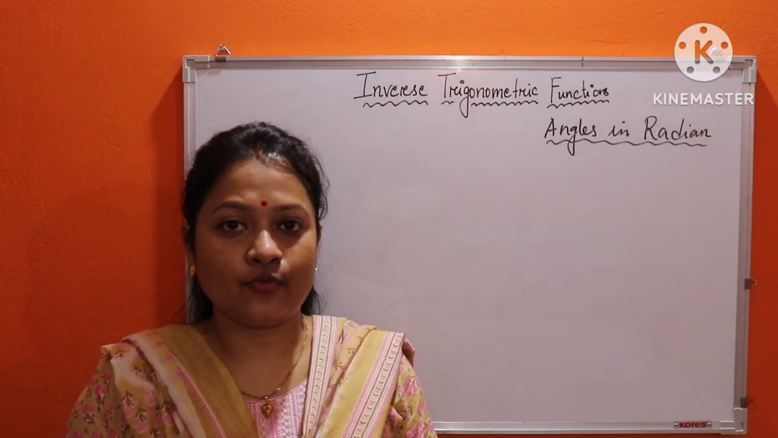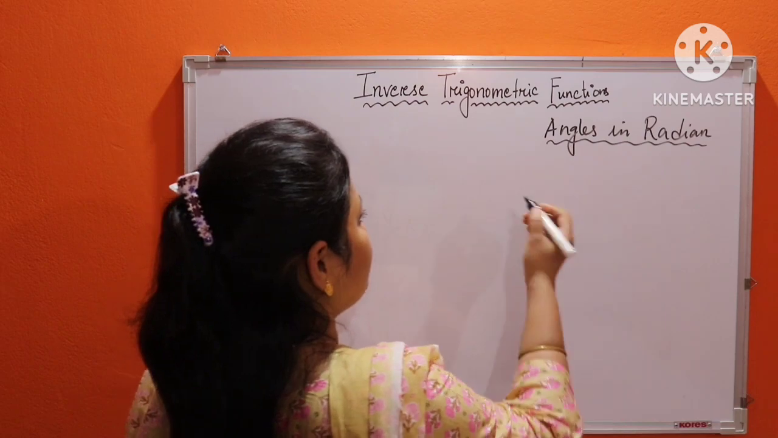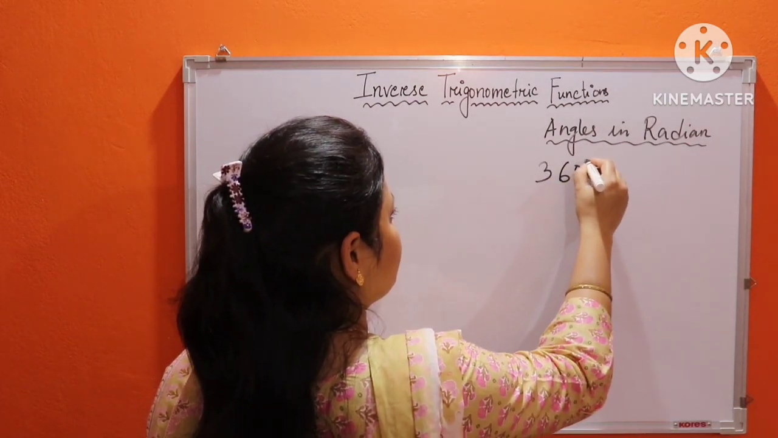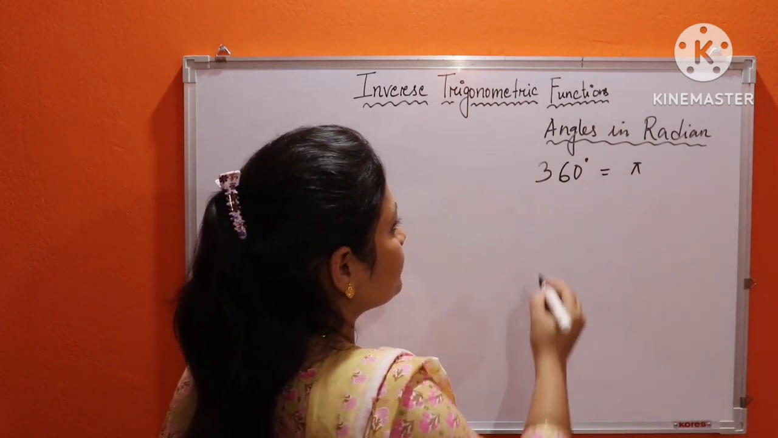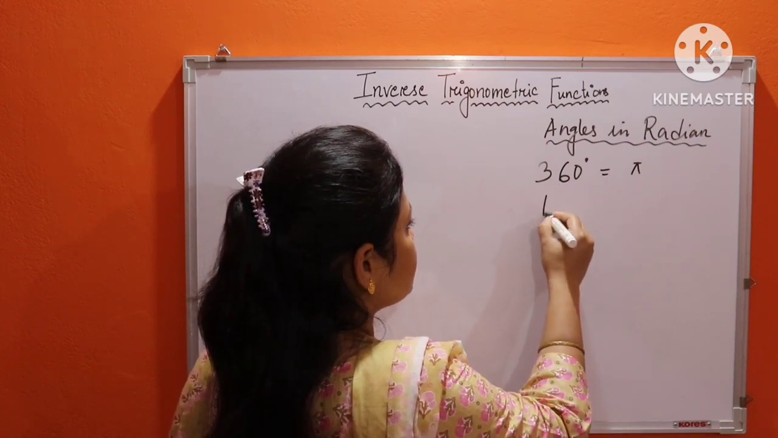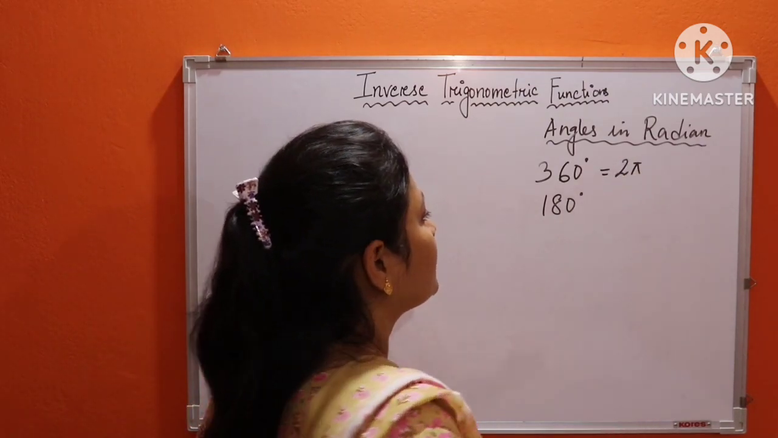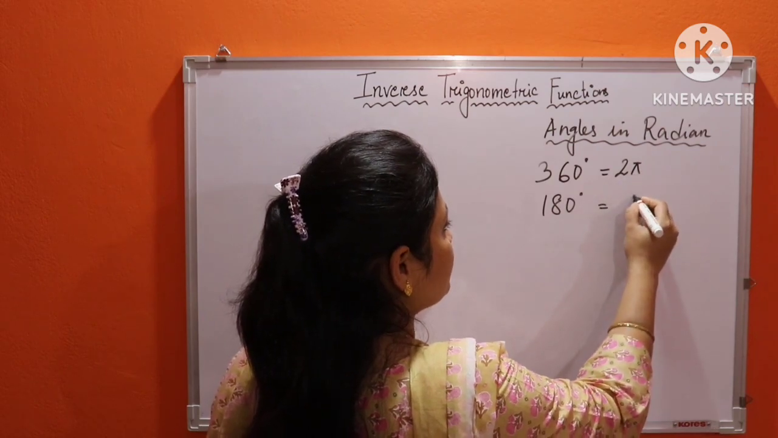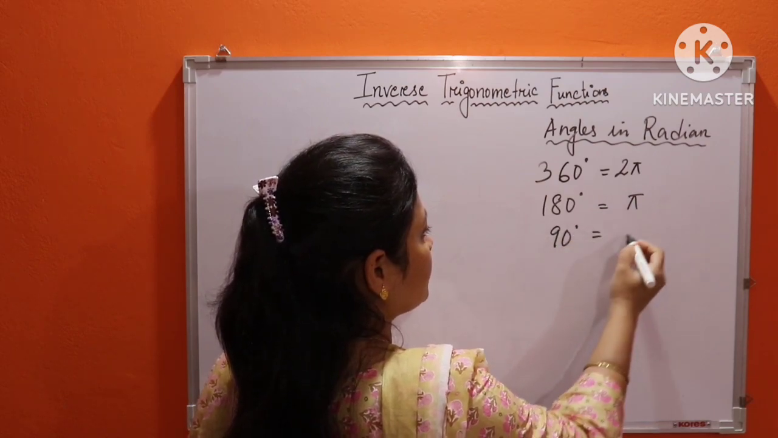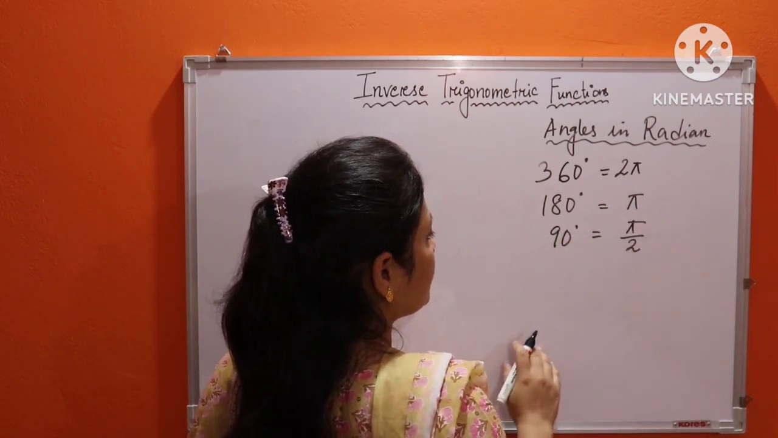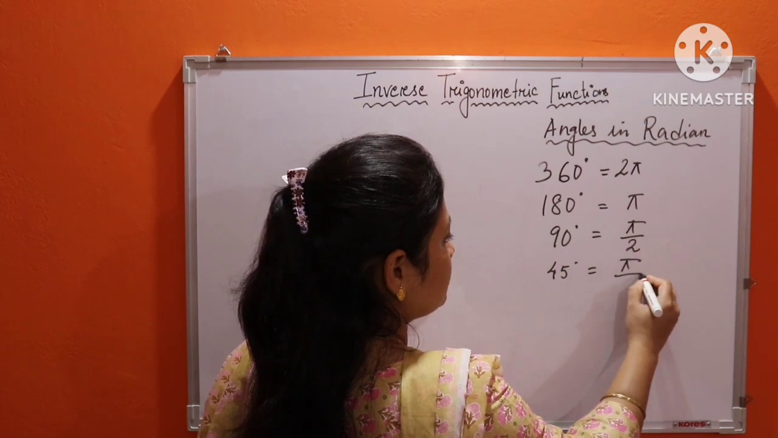Let us recall some more points, that is angles in radian. The first angle, 360 degree, I can write as 2 pi in radian form. Half of 360, that is 180, will be pi, and half of 180, which is 90, will be pi by 2 in radian form. Half of 90, that is 45, will be pi by 4.